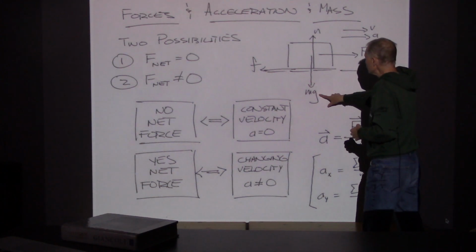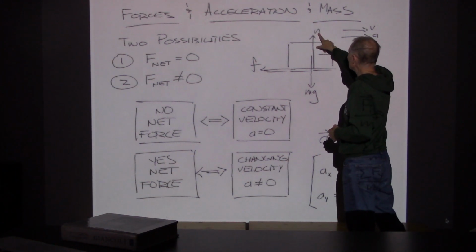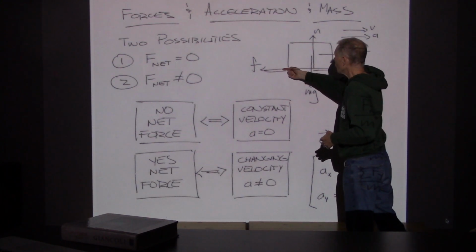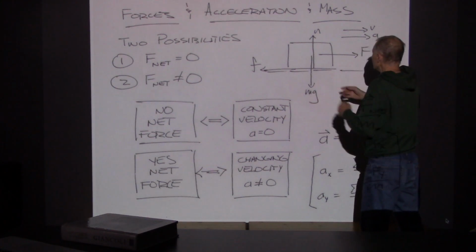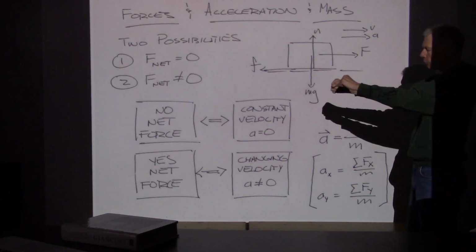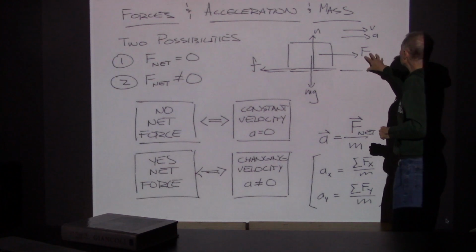Here is the gravitational force. Here is the normal force. That's a contact with the surface. Here is the frictional force, also a contact with the surface. And here is some kind of a force. Maybe it's a tension or something. We're pulling on it in this direction.